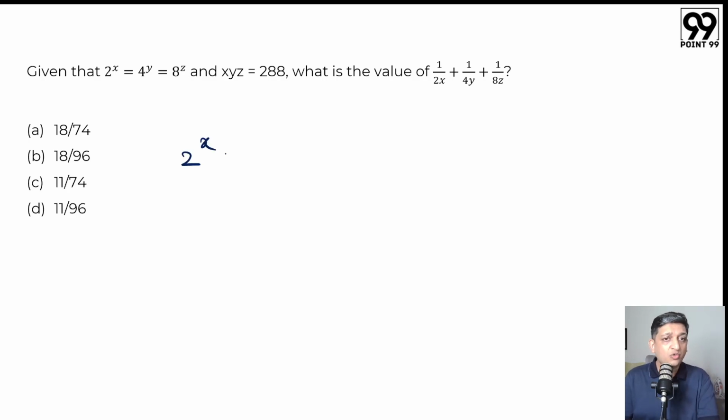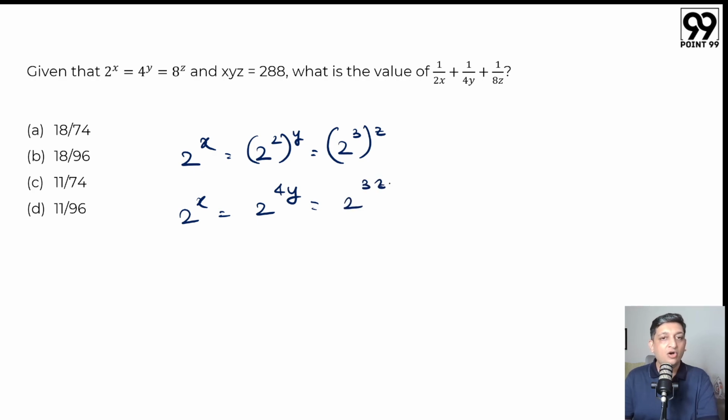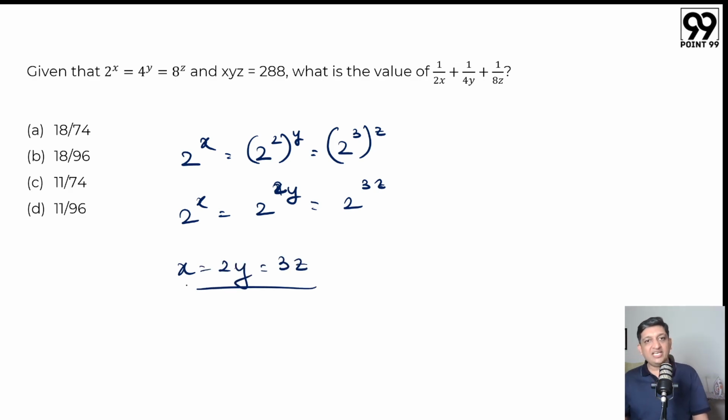Now we know that 2 raised to x equals 4 raised to y. But 4 is nothing but 2 squared, so this becomes 2 squared the whole raised to y. 8 is 2 cubed, so this becomes 2 cubed the whole raised to z. So we can say that 2 raised to x equals 2 raised to 2y equals 2 raised to 3z. In other words, x will be equal to 2y and this will be equal to 3z. So this is what we have here, and we can plug in everything in this form and we will be able to get it.